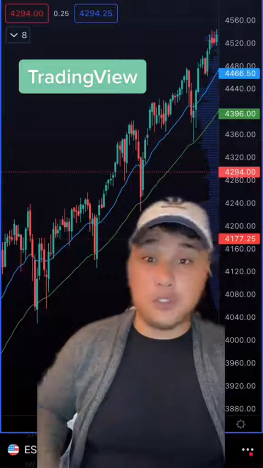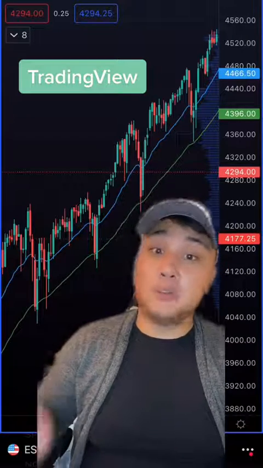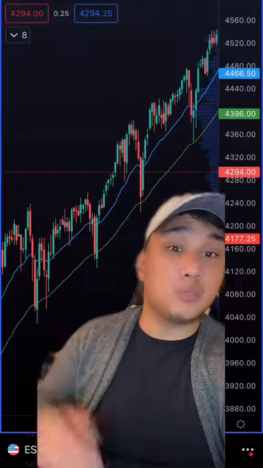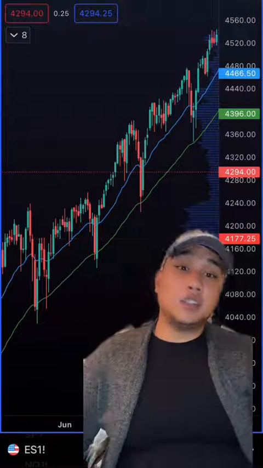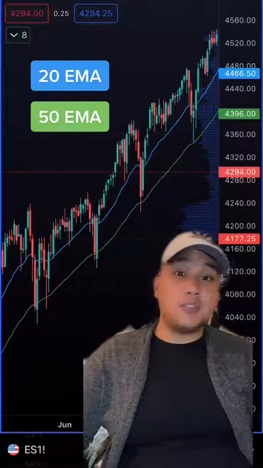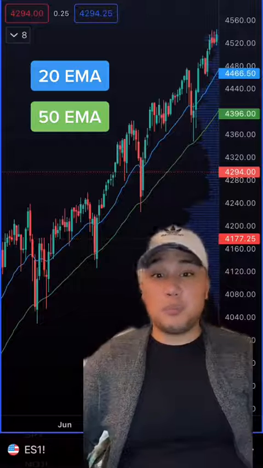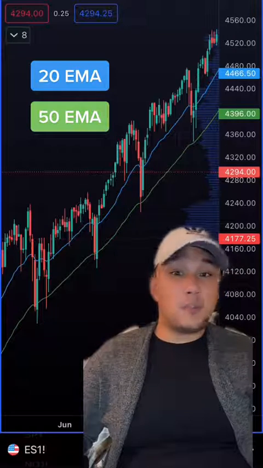It's actually free, but you can always upgrade your plan, or you can use a free platform like Webull to do all of your trades as well as charting. The blue and the green lines behind me represent the 20 and the 50 exponential moving averages. Now these EMAs allow us to see potential support levels. Now, what do I mean by support levels?